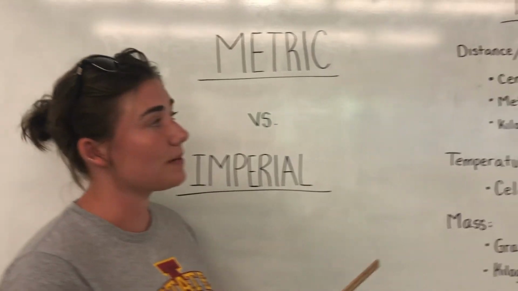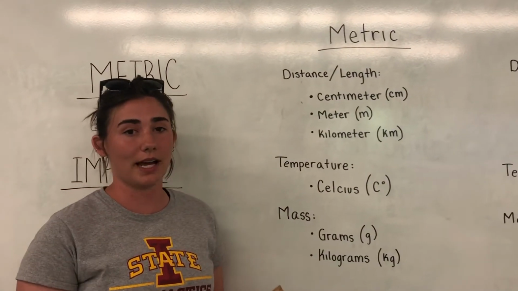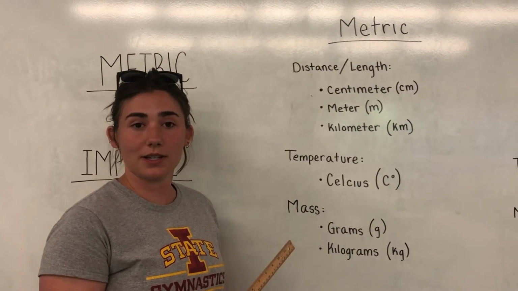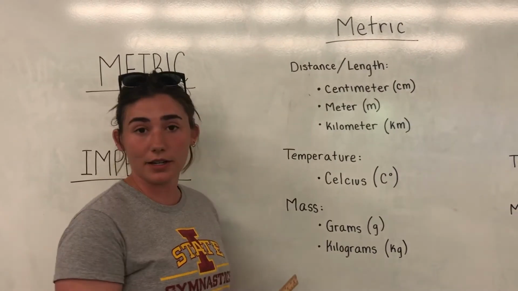First, we're going to start with the metric system. Under three categories we have distance, temperature, and mass. For distance, we're going to be using centimeter, meter, and kilometer. For temperature, we have Celsius, and for mass, we have grams and kilograms.